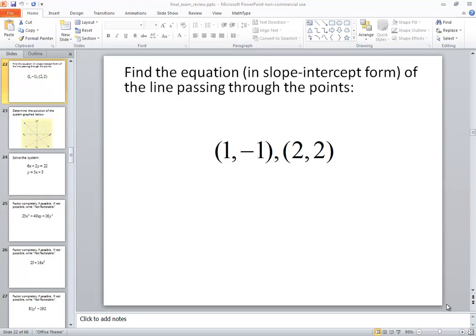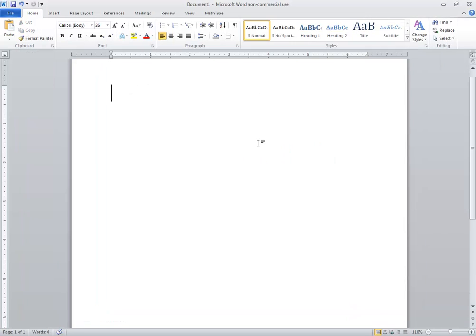Let's take a look at this problem. We want to find the equation in the slope-intercept form of the line passing through the points (1, -1) and (2, 2). Okay, so finding the equation of the line.